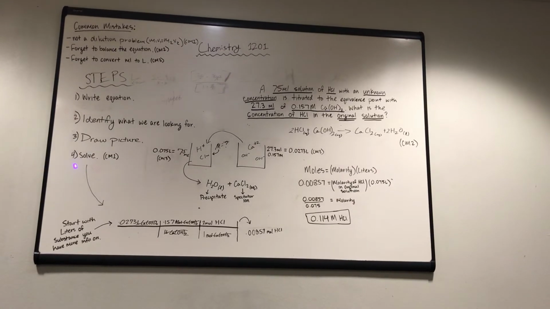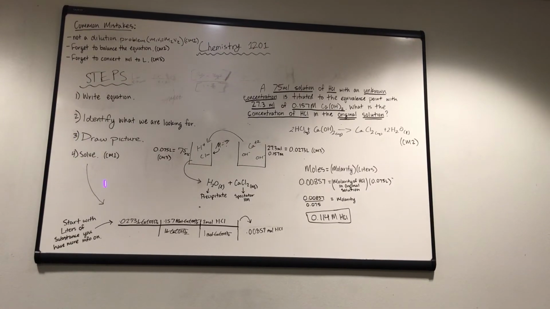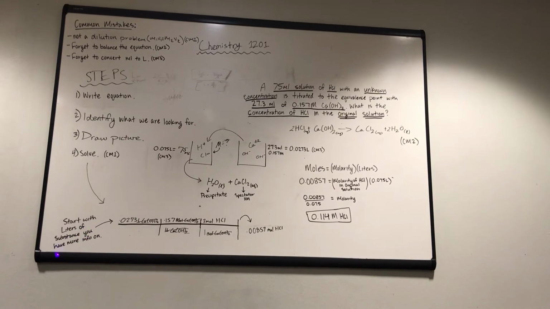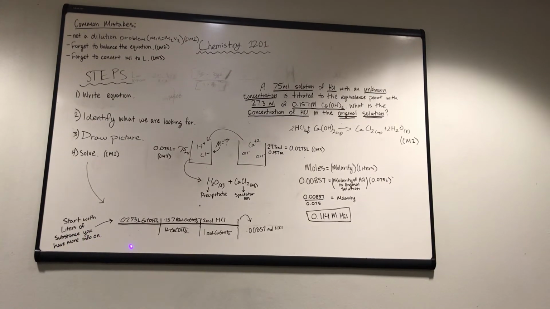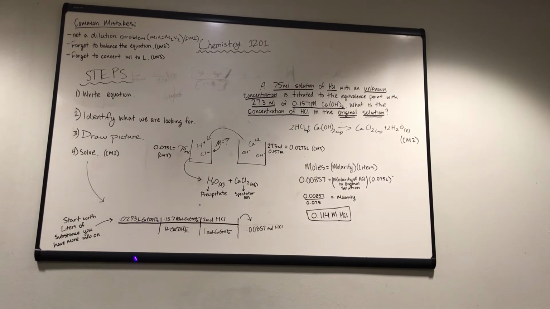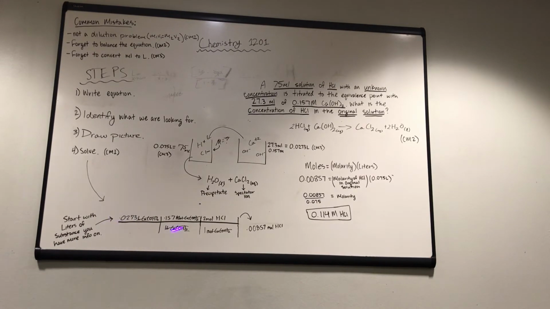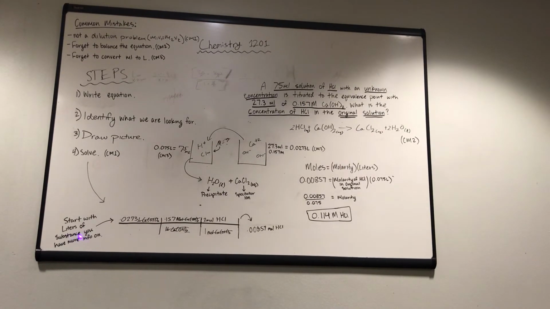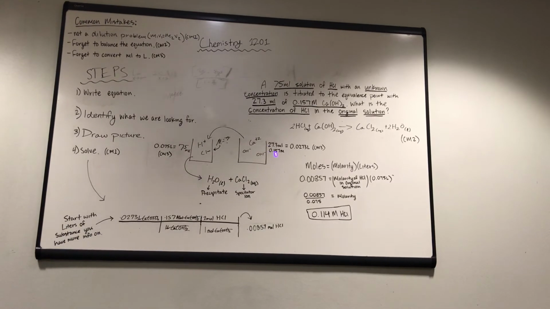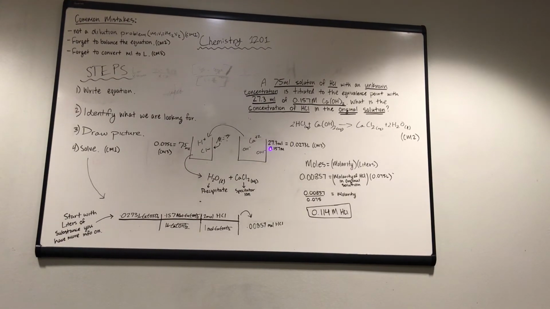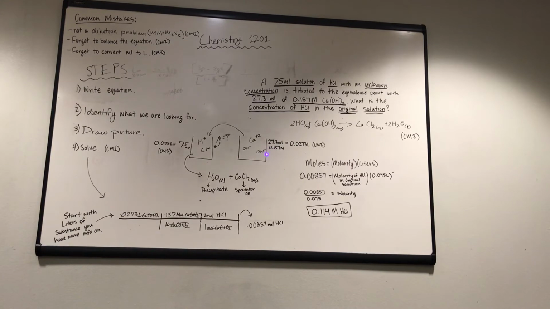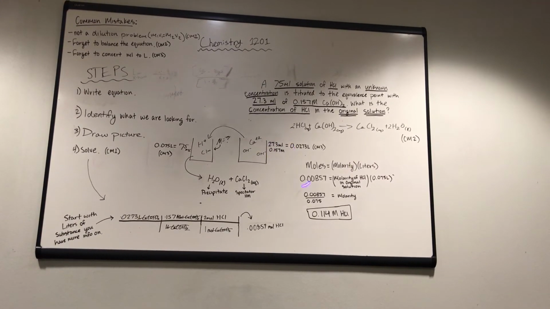So after this, we want to do step 4, which is solve the problem. We start off with the liters of Ca(OH)2, and this is because when we're looking at the problem, we want to start with the substance that has more information. And as you can see up here, there's 27.3 milliliters, and it has a molarity of 0.157, and that's two things, but the HCl only has one thing, which is the liters given.